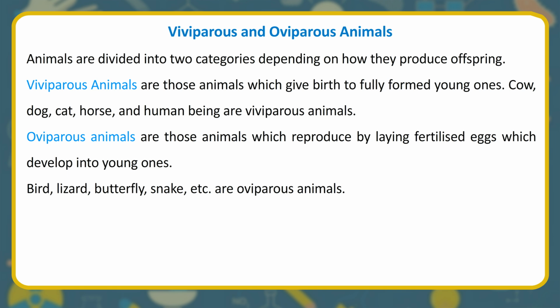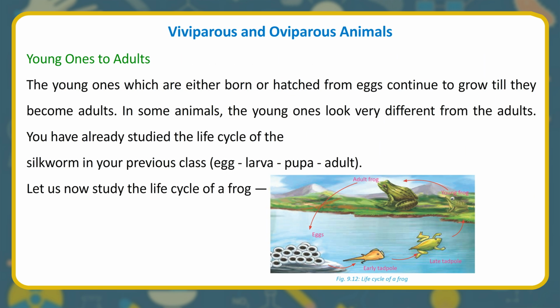Oviparous animals are those animals which reproduce by laying fertilized eggs which develop into young ones. Bird, lizard, butterfly, snake, etc. are oviparous animals. Young ones to adults. The young ones which are either born or hatched from eggs continue to grow till they become adults. In some animals, the young ones look very different from the adults.